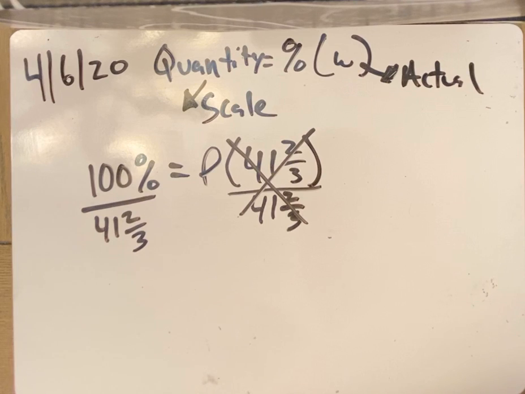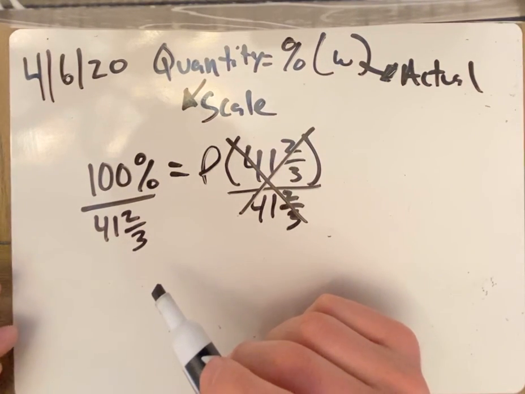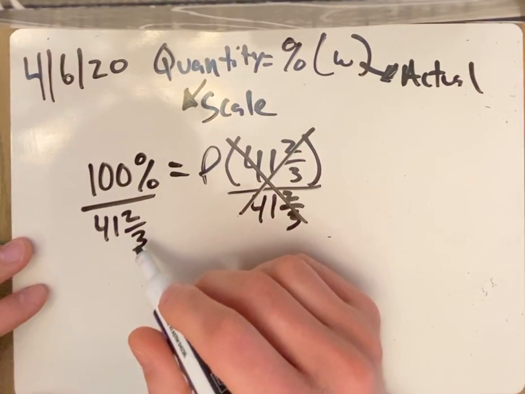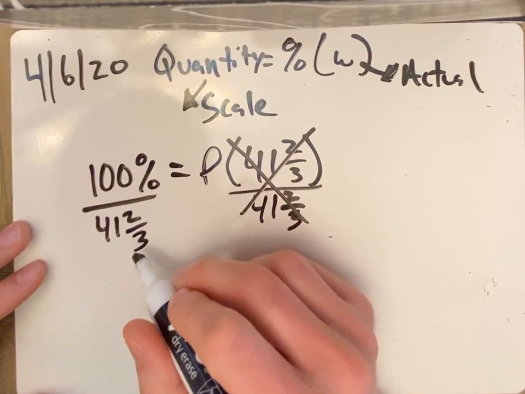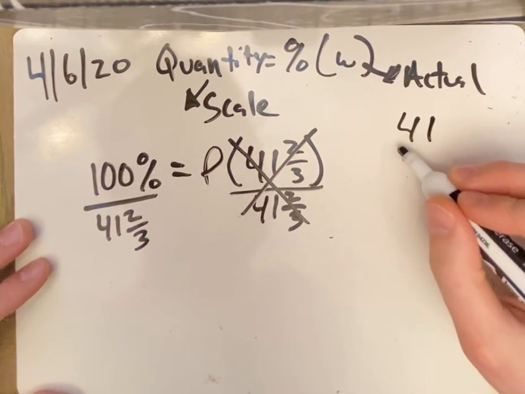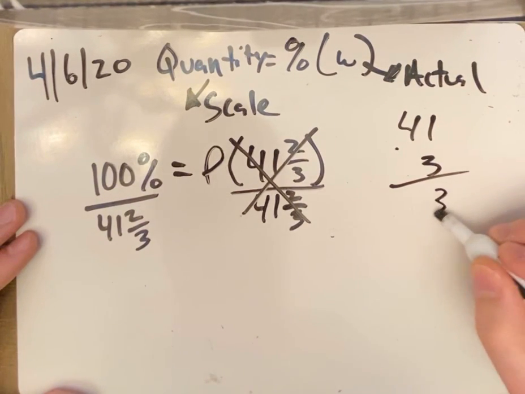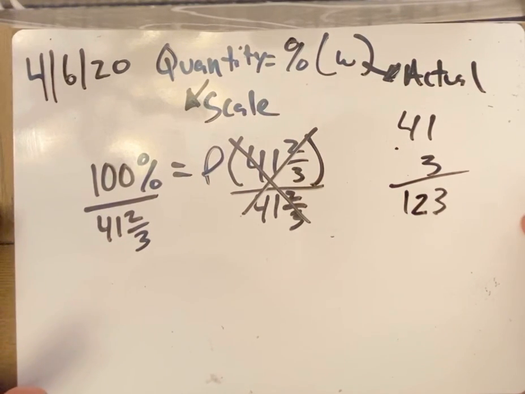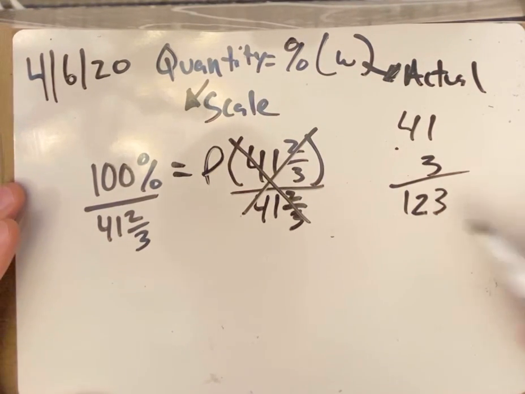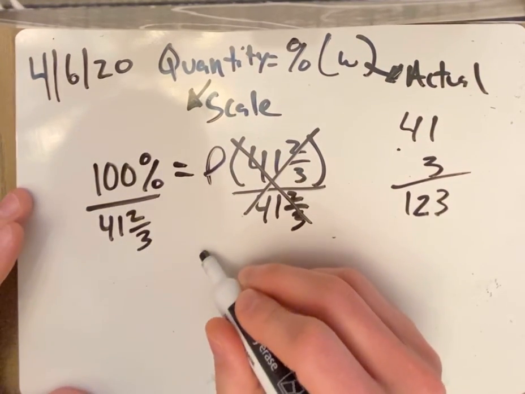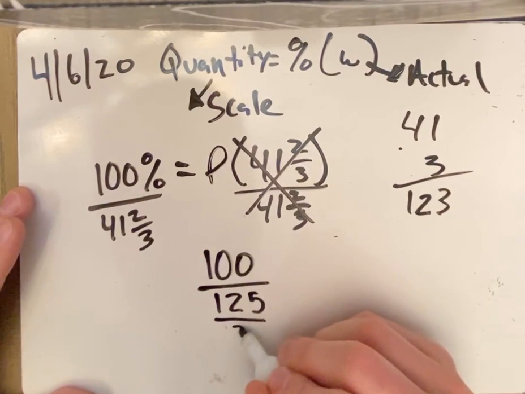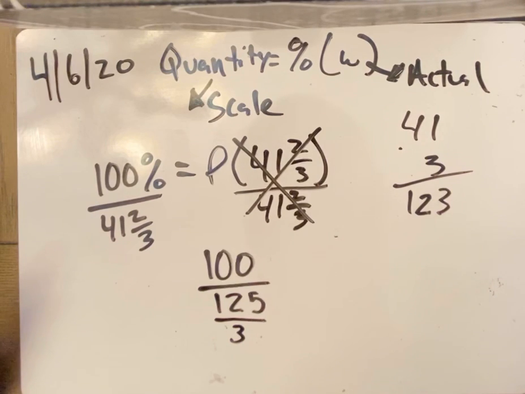Let's do a quick little thing here. I'm going to change my mixed number into an improper fraction. So I've got 41 times 3, which is 123. Then what's left, the numerator is 2, so I'm going to add 2. My new fraction is now 100 over 125 over 3. Again, this is looking kind of ugly.